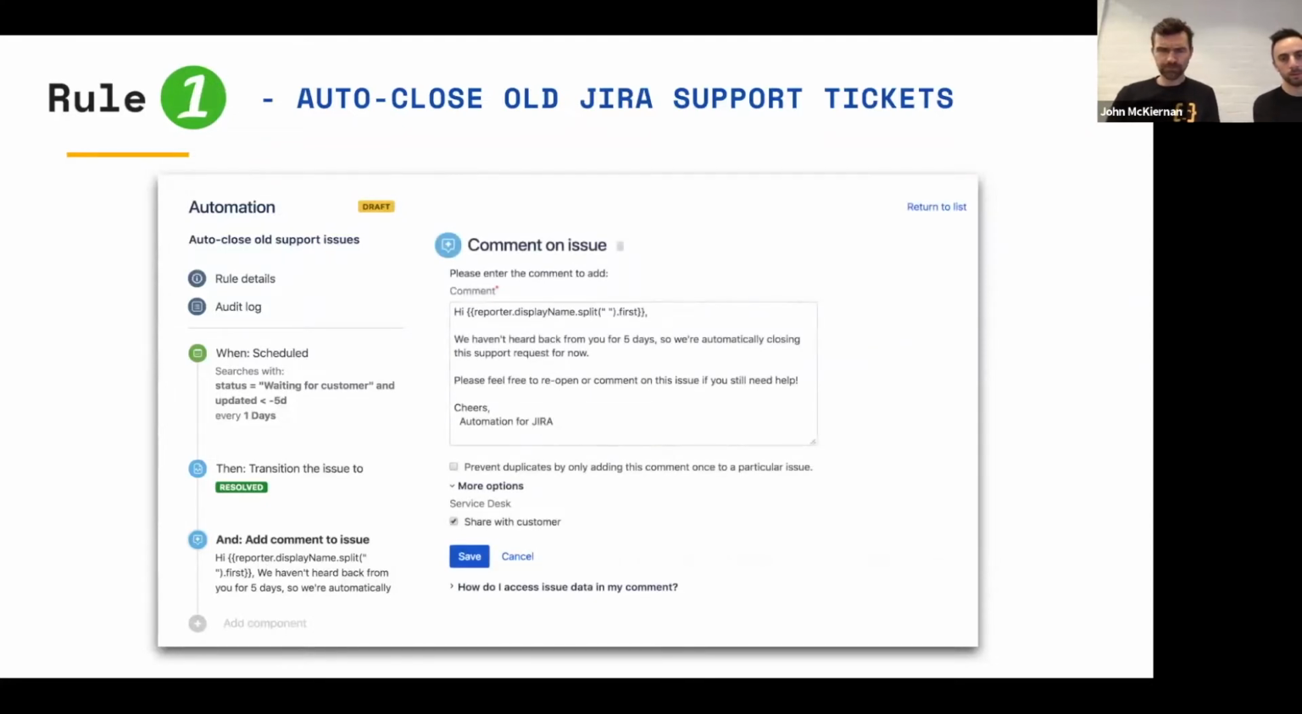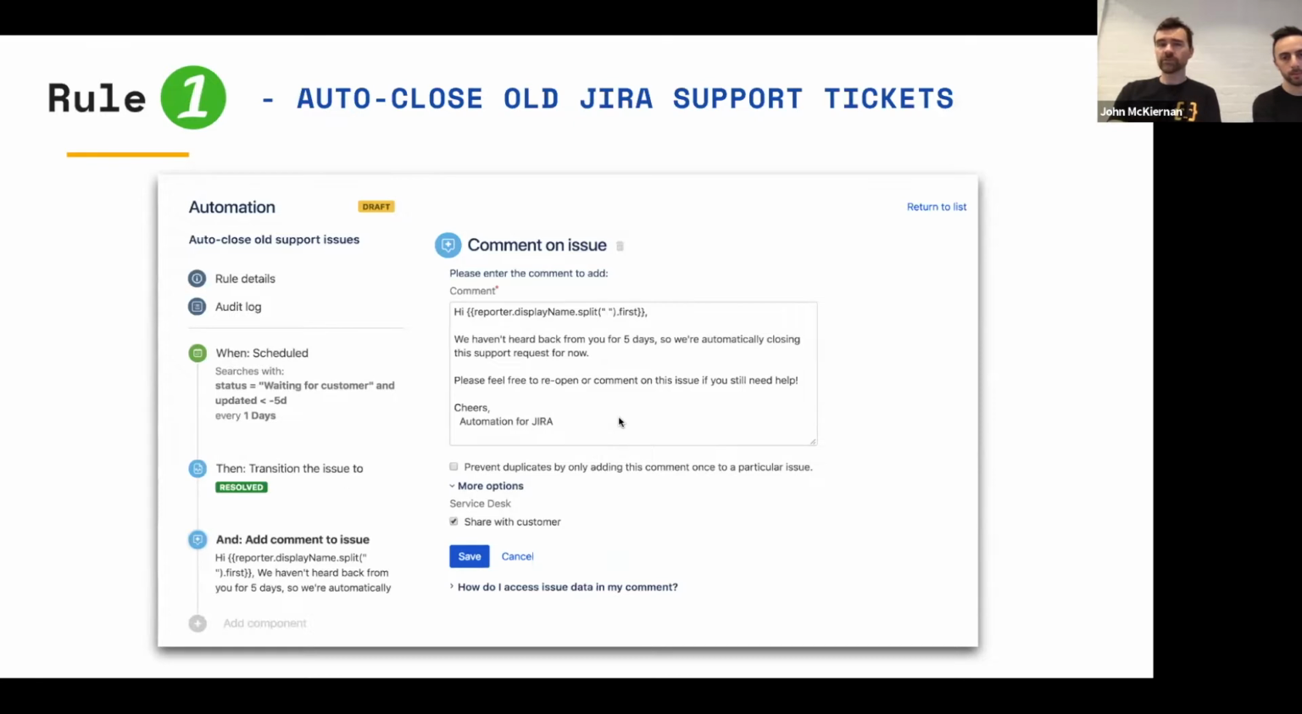So you can see at the very top of the comment, that's what we call a smart value. If you don't know what a smart value is yet, I really recommend watching our last webinar where we spent a good 20 minutes on that. Essentially, this will print out just the first name of the reporter. So it's really, really powerful, but a little bit more complex. So I won't go into any depth here today, but definitely go back and watch that second webinar.